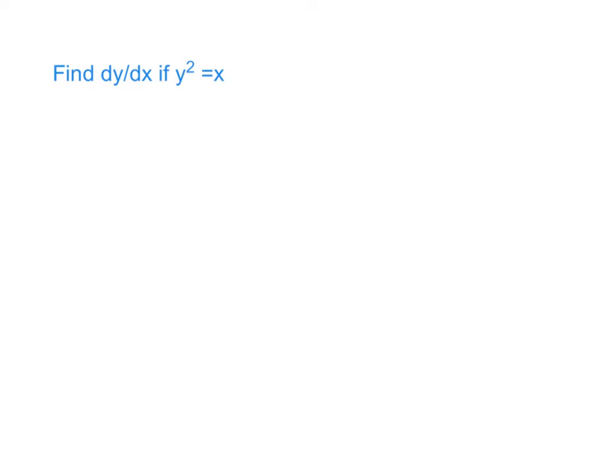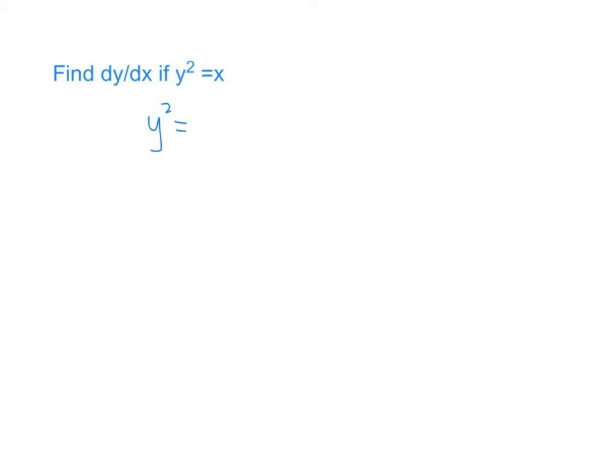So here's our first example. We're going to find dy dx if y squared is equal to x. All right? So to find dy dx, we're simply going to differentiate both sides of the equation y squared equals x with respect to x, treating y as a differentiable function of x and applying the chain rule. That's not too much. It's a lot simpler, though, if you'll just look.